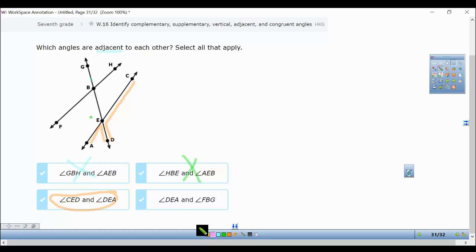It says DEA. Let me erase this. DEA, which is here, and FBG. They're not adjacent. They're not right beside each other. We don't know if this is a parallel line, so we cannot conclude anything. So the only answer in this case is going to be this.